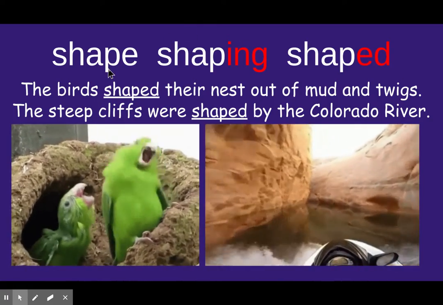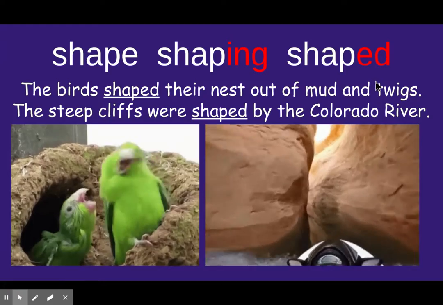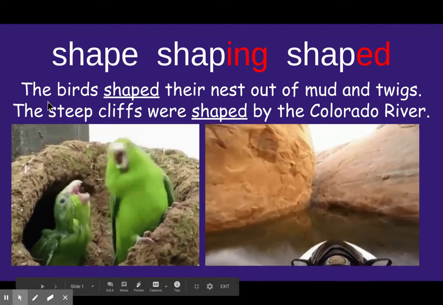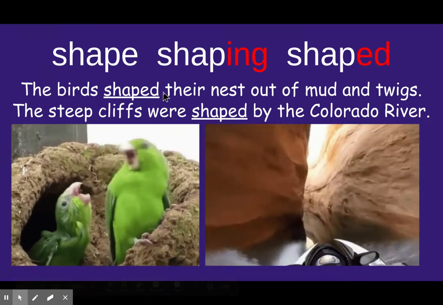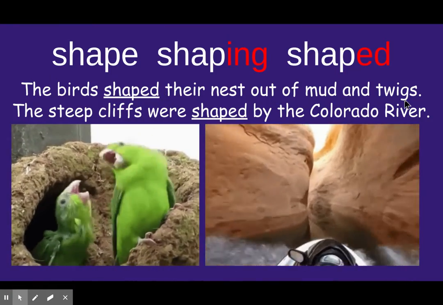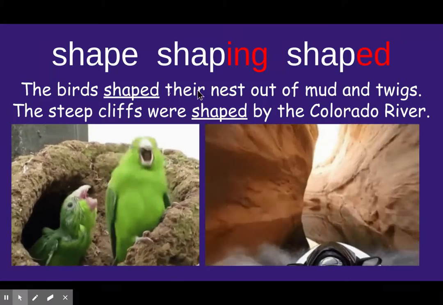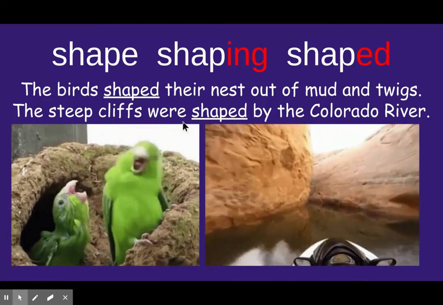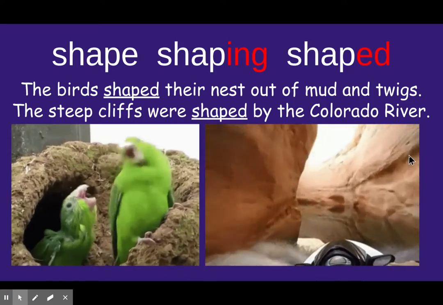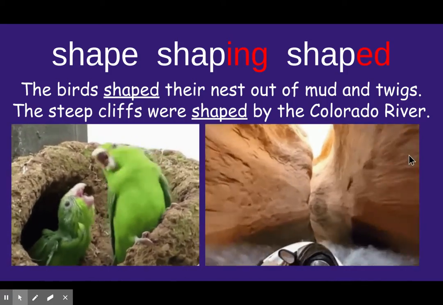The first one is shape, shaping, shaped. And our sentence to go with this first picture right here is the birds shaped their nest out of mud and twigs. And remember, that means to form. The steep cliffs were shaped by the Colorado River. And again, shape means to form something.